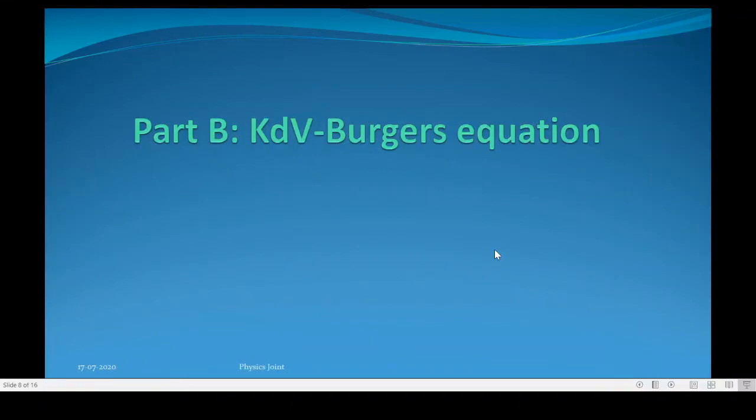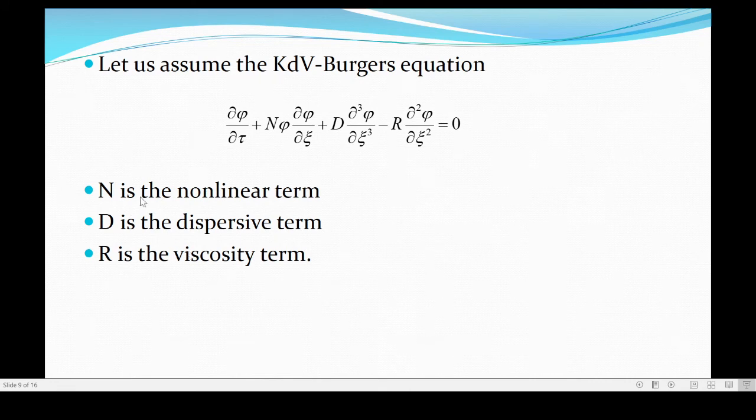Now part B is the KdV-Burgers equation. Here the KdV-Burgers equation is something like this. Till this much was the KdV equation. We have included the viscosity term in the governing equations, so we gave it a viscosity factor. Often you will find in the literature viscid shocks or the KdV-Burgers equation in viscid media. There you will find this expression. Now R is a function of eta and other parameters, so is the viscosity term.